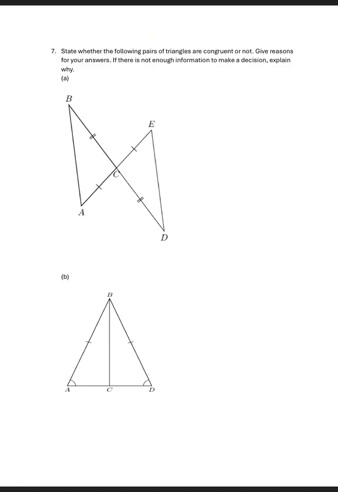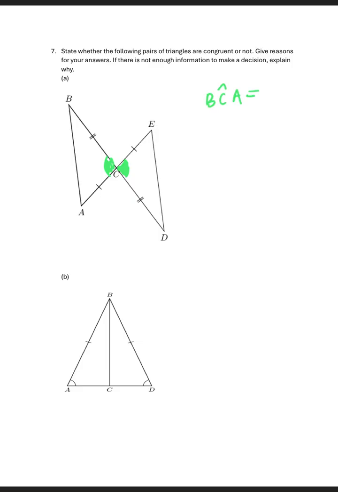And then in this problem, number 7, it says, state whether the following pairs of triangles are congruent or not. Give reasons for your answers. If there is not enough information to make a decision, explain why. So if there is not enough information to make a decision, we're going to explain why, right? So now if you check in this triangle, we have this angle here is equals to this angle, right? They are vertically opposite angles.